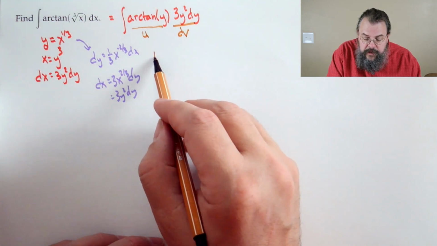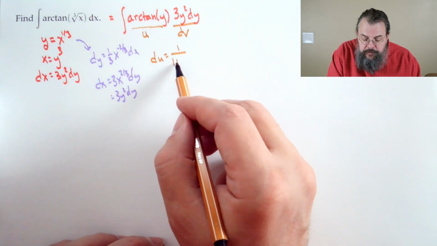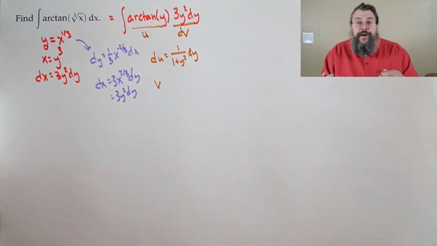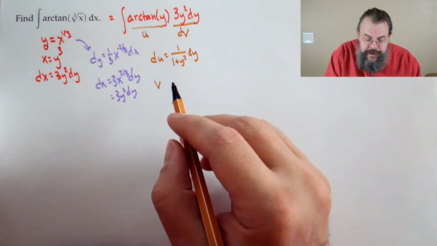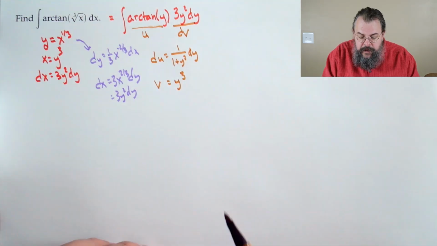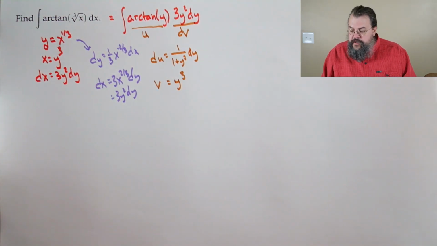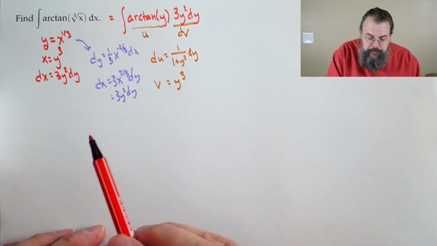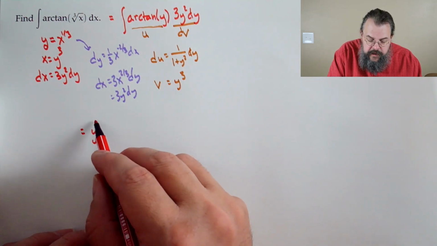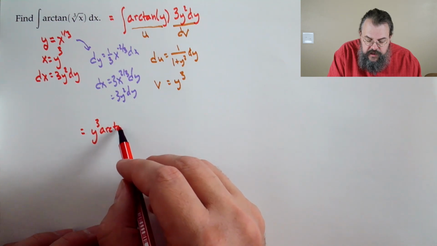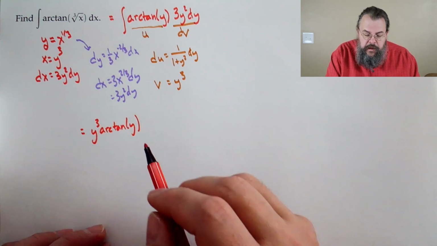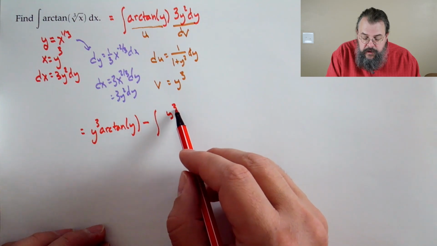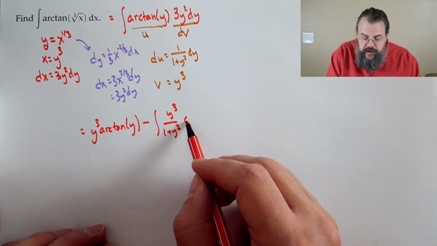So what do we have? Well, the derivative of arctangent, we know that: 1 over 1 plus y squared dy. And of course, the integral of 3y squared, we know that, is y cubed. Wonderful. Back to our problem. We're going to have uv, so y cubed arctangent of y, minus the integral of v du, the integral of y cubed over 1 plus y squared dy.